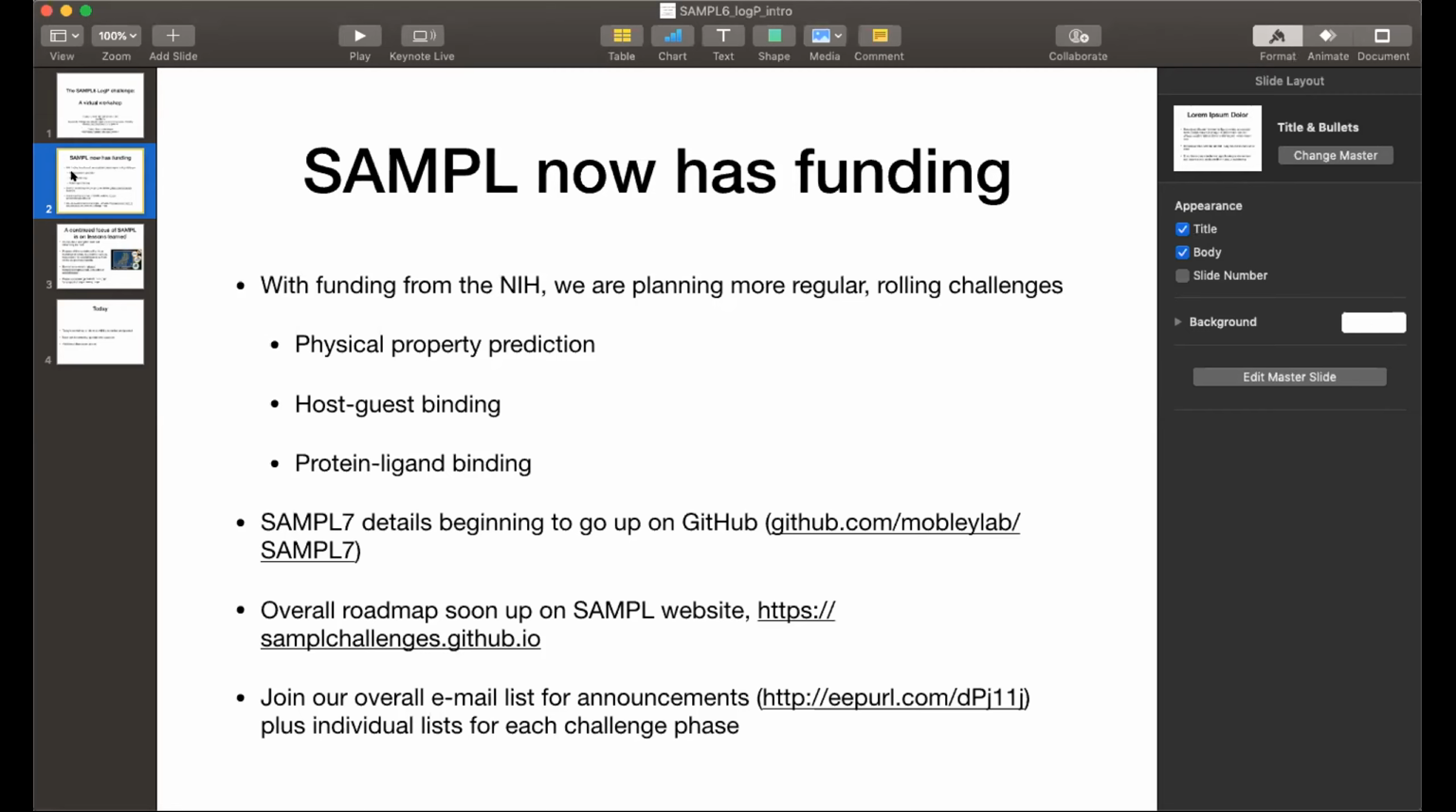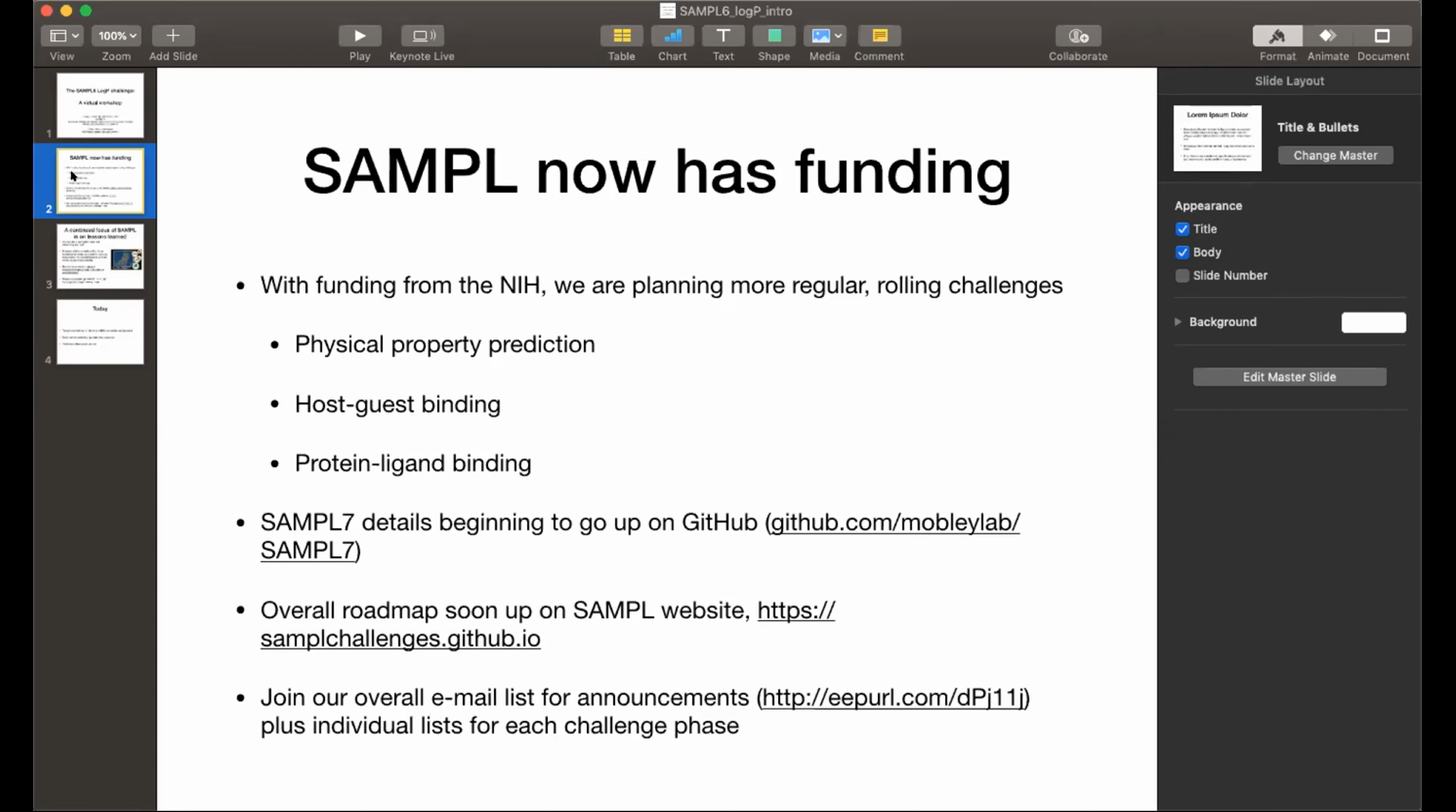Host-guest binding with experimental work from the Gibb and Isaacs labs is going to continue as they're co-investigators on this SAMPL grant, and then we're working to bring online some protein-ligand binding challenges on carefully selected model systems. And we're also working on a partnership with an NIH institute called NCATS on some of that. In any case, I don't want to go too much into it here, but we already do have some SAMPL6 details specifically on the next host-guest challenges up on our SAMPL6 GitHub repository. And we should have an overall roadmap for what you can expect the next few SAMPLs on our website, samplechallenges.github.io, very soon.